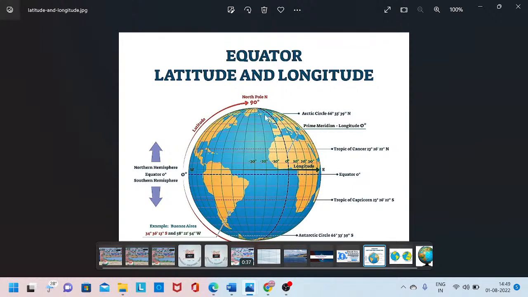Likewise, we also have a meridian, the prime meridian. You can see here where it is. This is the prime meridian as shown in the picture, and these vertical lines are called longitudes. This is all about the class today, and these vertical lines divide the western hemisphere and the eastern hemisphere.